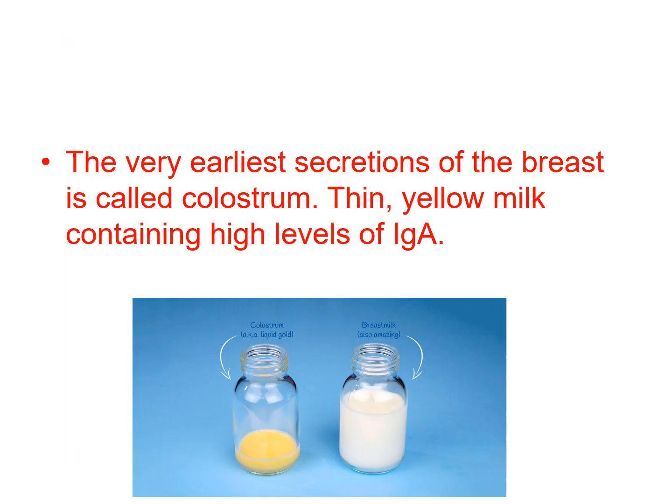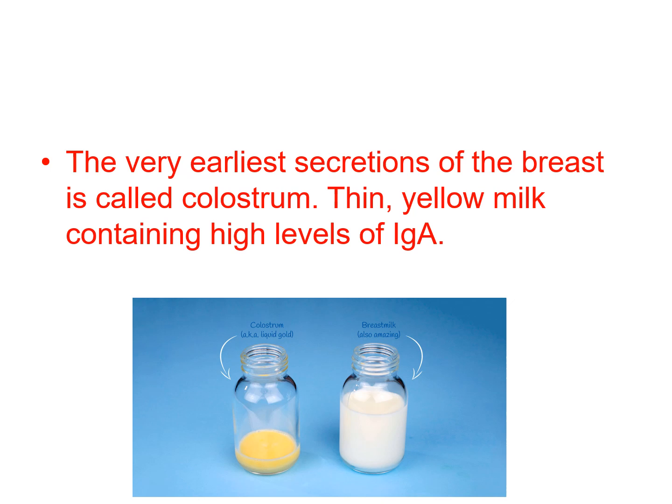The very earliest secretion of the breast is called the colostrum. It is thin, yellow milk, and it contains high levels of immunoglobulin A. Colostrum is the most important meal of your life. This should be mandated by all parents. The first 2 days of life, that infant should drink colostrum. Why? Because it has high levels of immunoglobulin A.